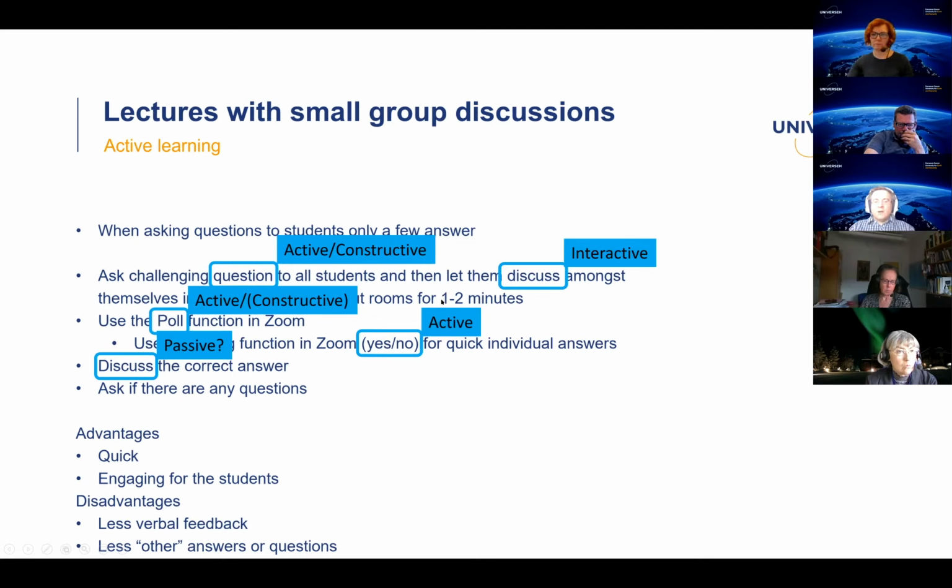Of course, when I ask the question, I know exactly what I ask, and the students cannot answer or get another question back or something like that. So there are also disadvantages with this, but I think overall in big courses, this is a good way to engage the students in a quick way and activate them.